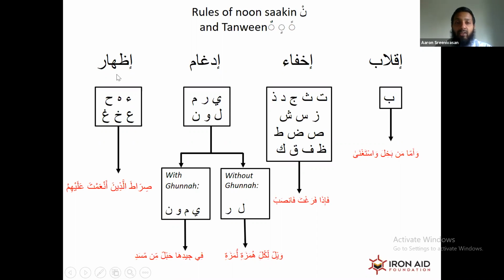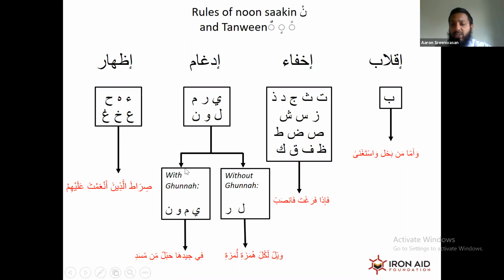And so we have here the throat letters. We have ha, ha, hamza, ghain, kha, and ain. All of these belong to the rule of idhar. And so whenever you see a noon sakin or a tanween followed by one of these letters, then we know that the rule which applies is going to be idhar. And we said that idhar means to make something clear.